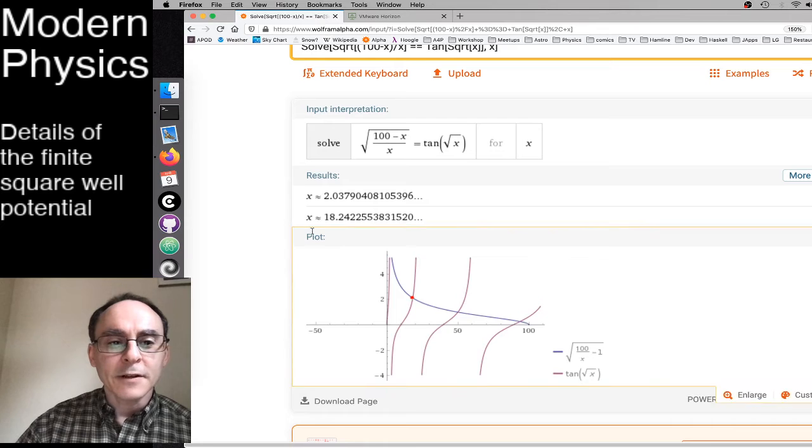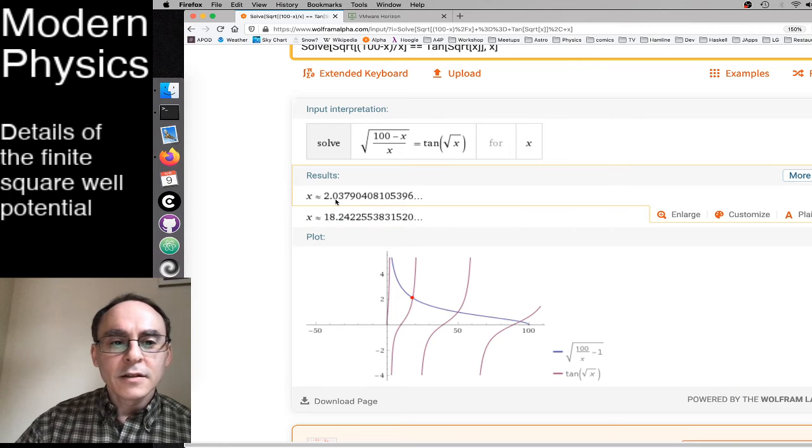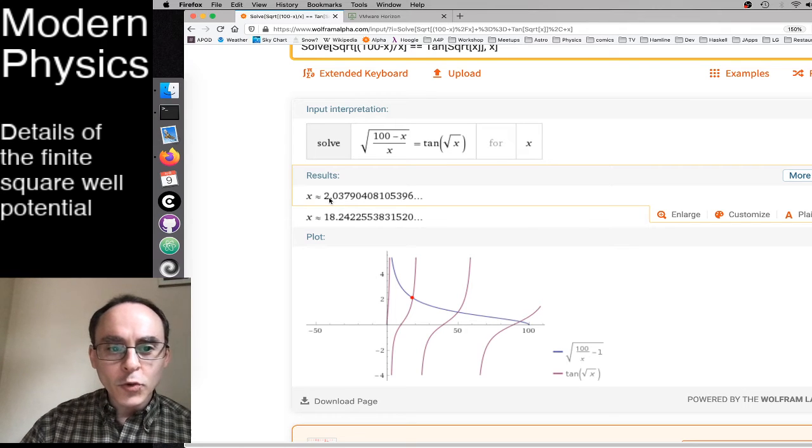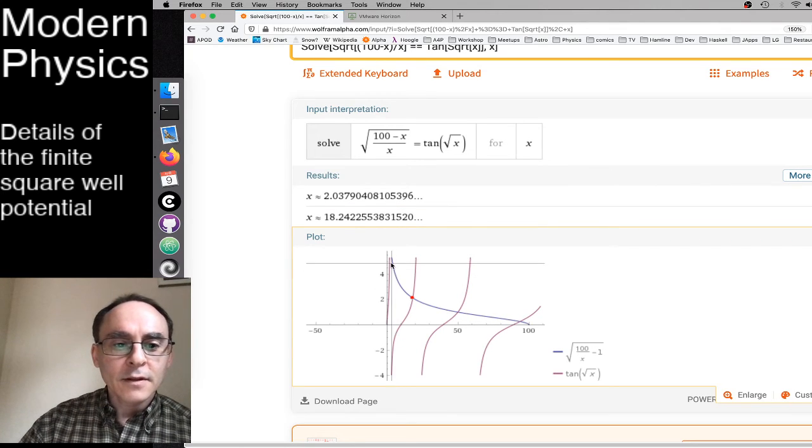And now it looks different, actually. It gives me a couple of results. Actually, one of them's hiding up here. It doesn't even show quite on the plot, but there's a solution. So now if V naught is 100 in whatever units, then there's a solution for E equals 2. You can't quite see it on the curves, but there's a solution up here where those lines cross. It's actually off the scale. But there's another solution where E equals 18.2.